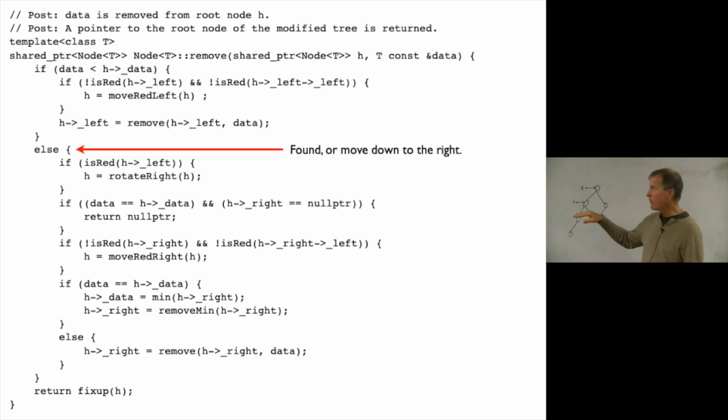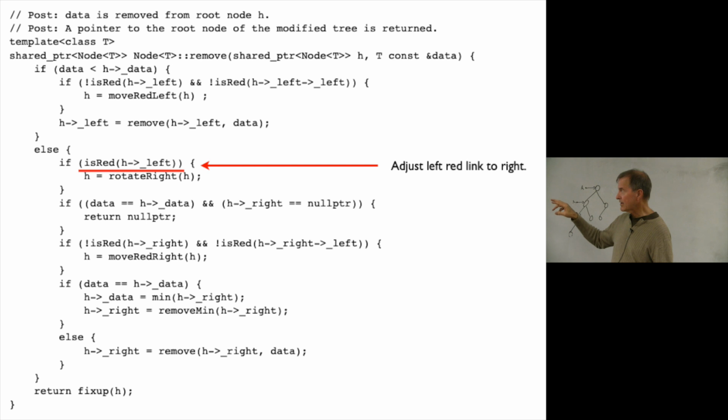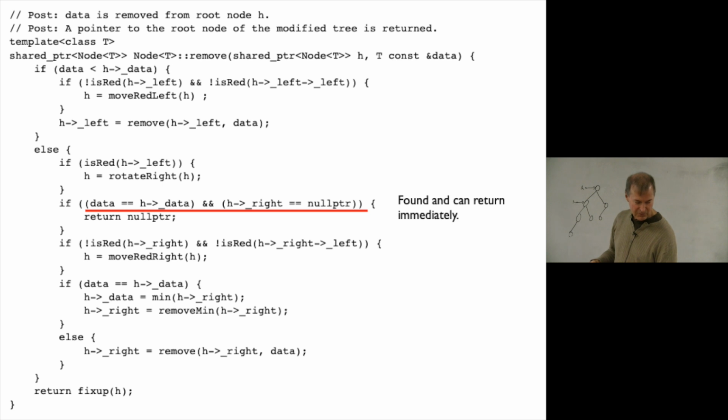Now, at the else part, what do we know? We either found it, or we're going to move down to the right. That's what we know at this big else part. So now we have a little adjustment to do. If there's a red link to the left, we've got to make it go to the right, because we're moving to the right. So we adjust the red link to the right, and we do a little rotate right.